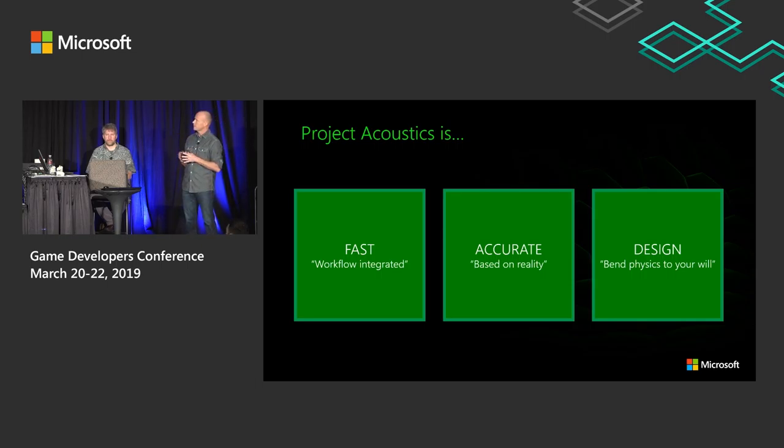The second section is about accuracy. We'll talk about how using real wave physics can generate the DSP parameters that determine how the geometry and the materials of your scene affect the sounds that you place in it. And the third and the most important section is about design. We'll talk about how you can bend physics to your will for acoustics, in principle like you can do for rigid body dynamics and lighting in other aspects of game development.